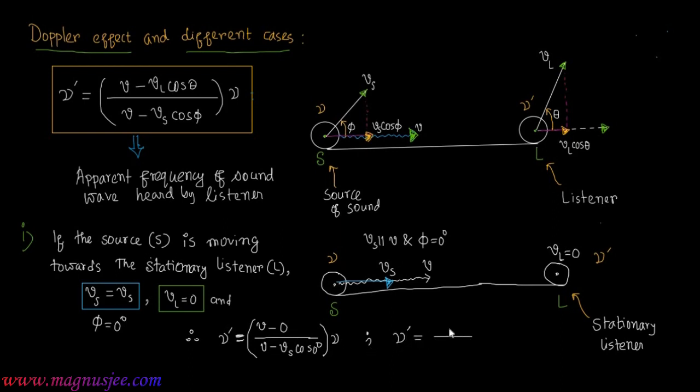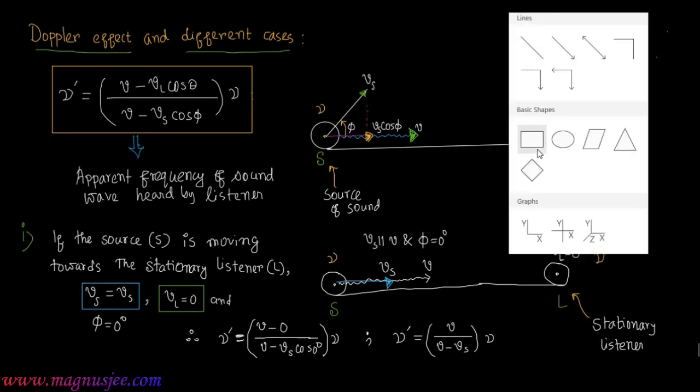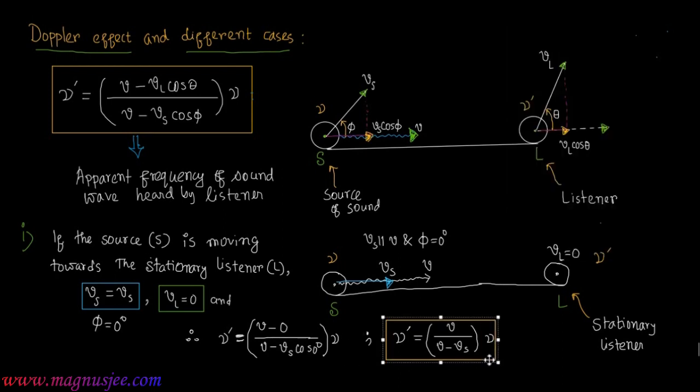Therefore, nu prime will be equal to V divided by V minus Vs, because cos 0 degree is 1, into nu. Nu is the actual frequency, and nu prime is equal to V divided by V minus Vs into nu, which is the apparent frequency of the sound wave heard by the listener, provided the source is moving towards the stationary listener. Nu prime is the apparent frequency of sound heard by the listener.